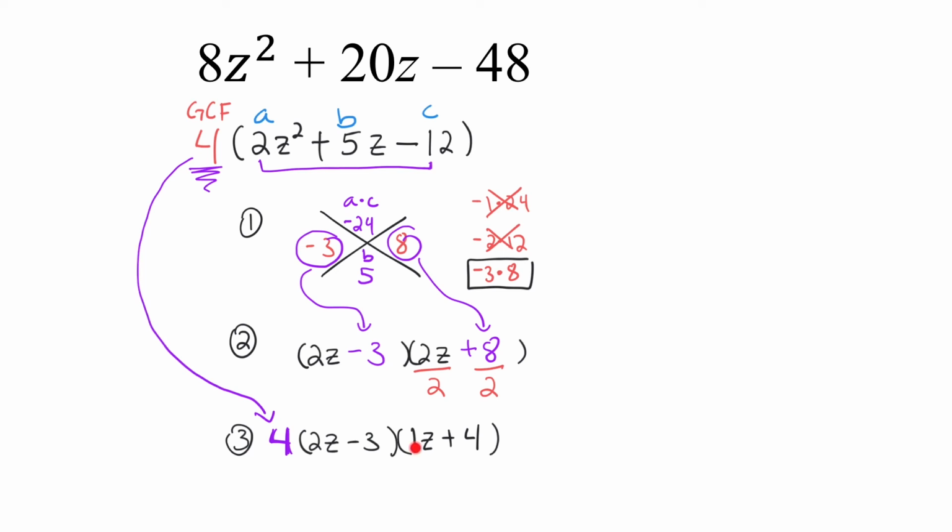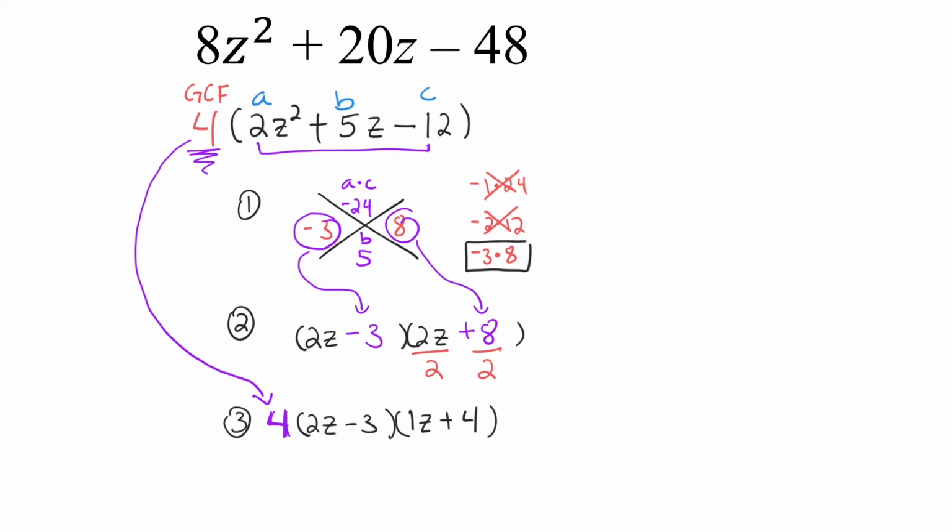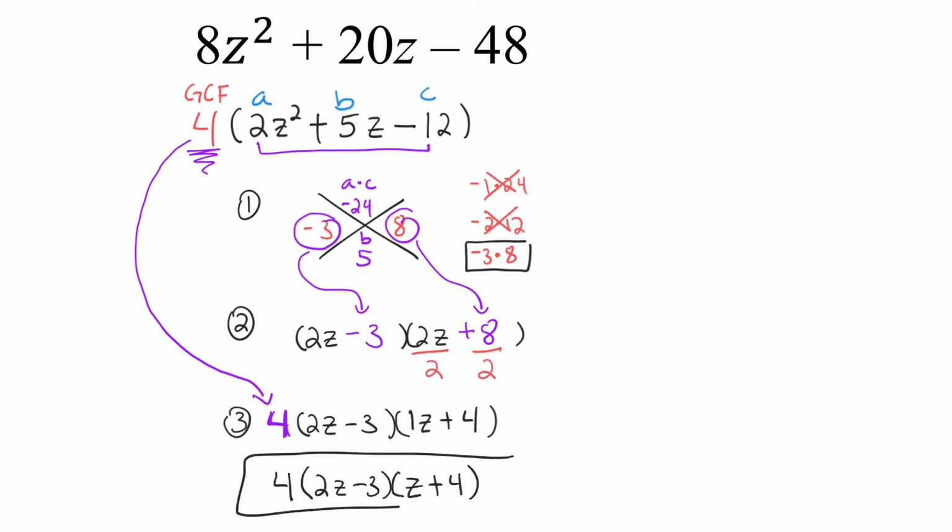We don't need that 1. I'm looking at this 1z. We don't need that 1 next to the z. You guys can erase it. So I'm just going to rewrite my answer. So we have 4 outside of the parentheses times the quantity of 2z minus 3 times the quantity of z plus 4. So those are the factors of that trinomial.